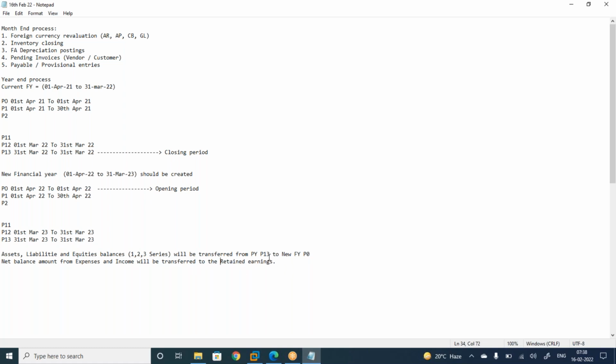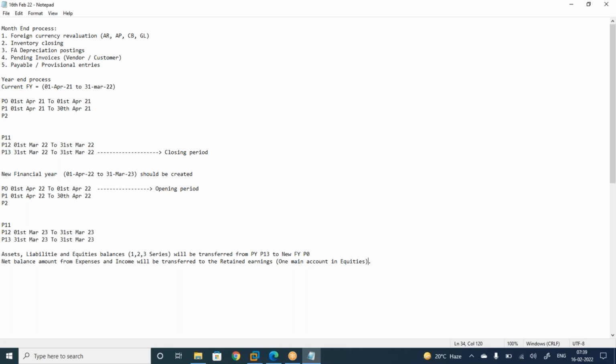What do you mean by this? It means the profit or loss of the previous year. The profit or loss of the previous year will be transferred to retained earnings. Retained earnings is one main account in equities. That means net profit or net loss.